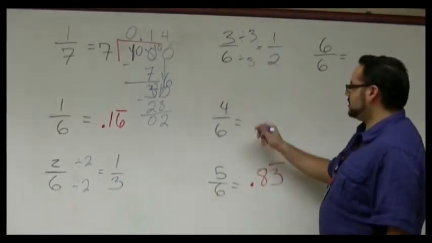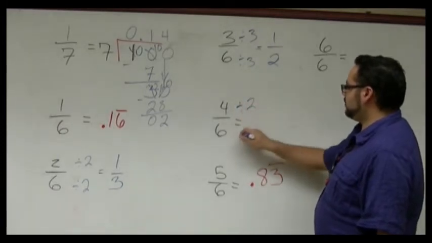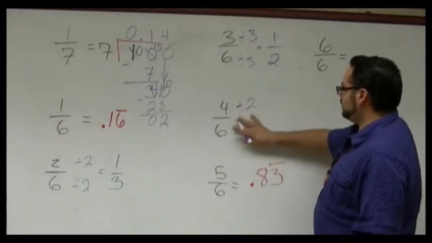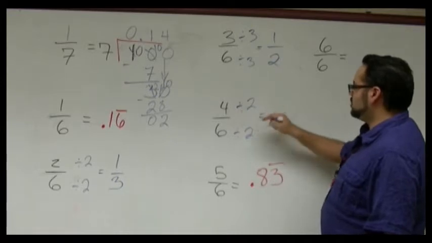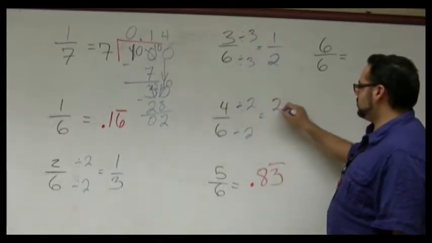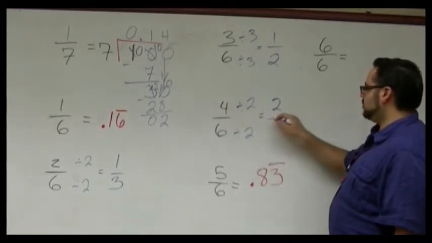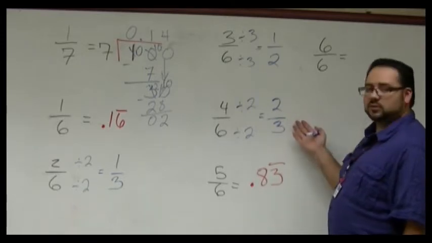This fraction is equivalent to 1/3. Okay? 4/6, this can also be reduced by dividing both the numerator and the denominator by 2. So 4 divided by 2 is 2, and 6 divided by 2 is 3. So you get the fraction of 2/3.